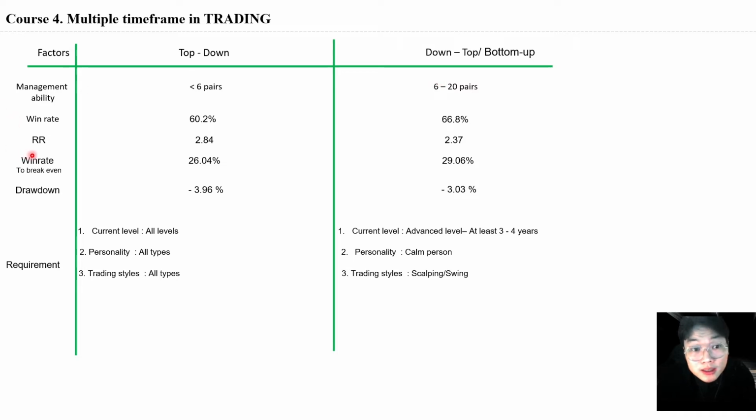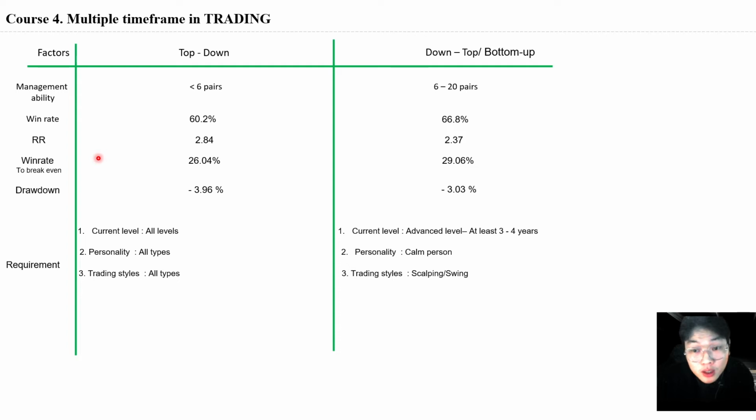And the win rate to break even means how many percent win rate you need to have in the market to break even. For top-down analysis it is 26.04%, and for bottom-up it is 29.06%. If you only compare the first two factors, you can see that the bottom-up analysis method is better. But if you compare the two lower factors, the top-down analysis method is better.